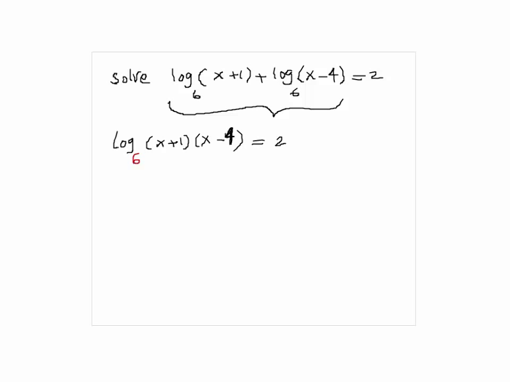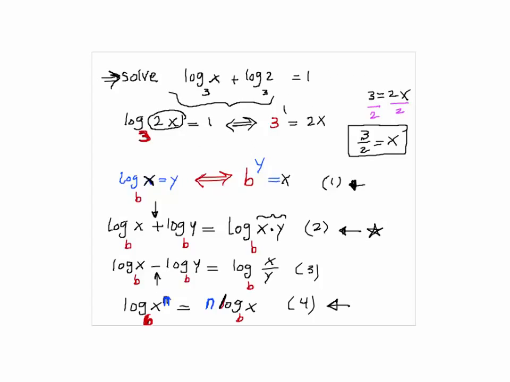Okay, which property we're going to use now? List them up here. 1, 2, 3, or 4. Anyone? Okay, Shabani says property number 1. Does that make sense?